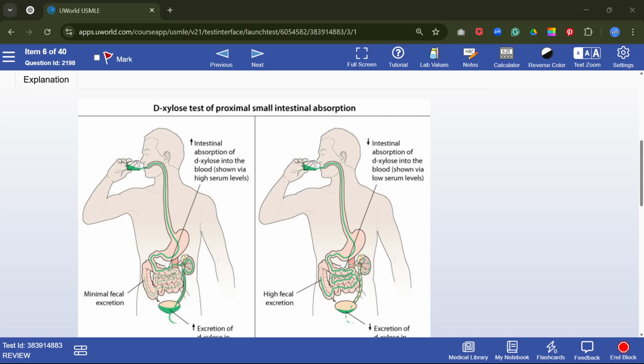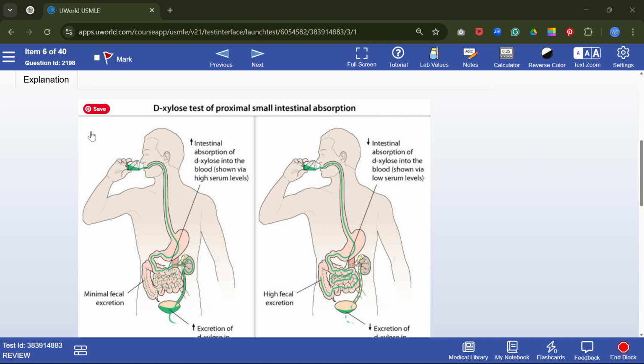In short, if we want to interpret a case with the D-xylose test, what we have to remember: normal D-xylose means there is intact mucosa. So in a normal D-xylose test, there is intact mucosa, so increased urinary excretion of D-xylose. But an abnormal D-xylose test means abnormal mucosa, like disrupted mucosa.